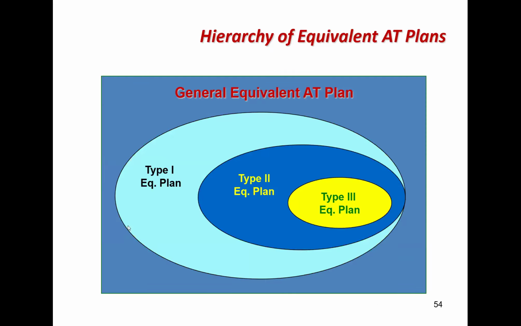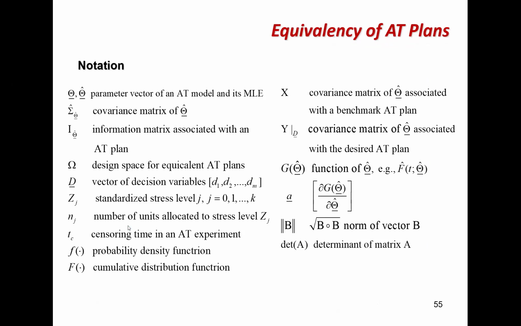And we dug into this problem. This actually shows the structure. We came up with so-called general equivalent AT plans, and we also considered the type 1 equivalent plan, which is a special case of general, and the type 2 equivalent testing plan, and the type 3 equivalent testing plan. I'm going to go through these very quickly. So this is notation, let's forget about it.